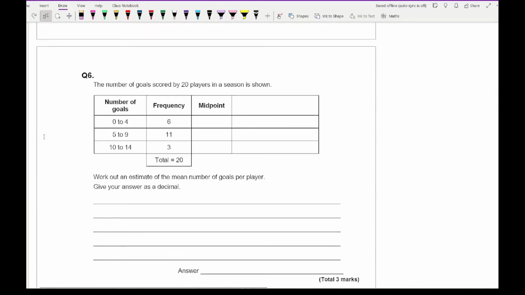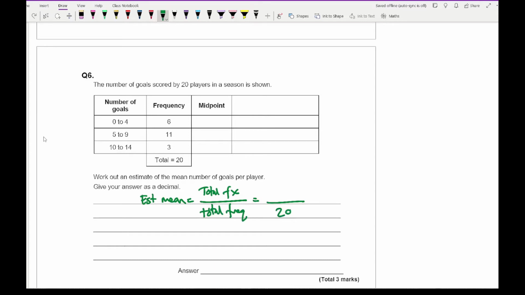Moving on to question 6, it says the number of goals scored by 20 players in a season is shown. Work out the estimate of the mean number of goals per player. So for this, what we've got is grouped data and we want to work out the estimated mean. Now the estimated mean is equal to the total fx divided by the total frequency. Now I know that the total frequency is 20, but I need to work out what the fx is.